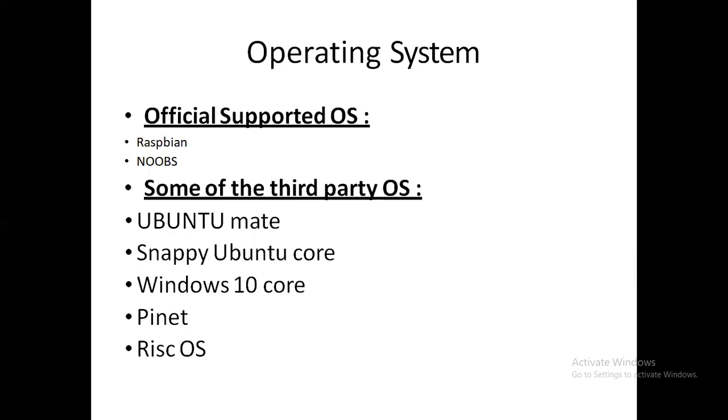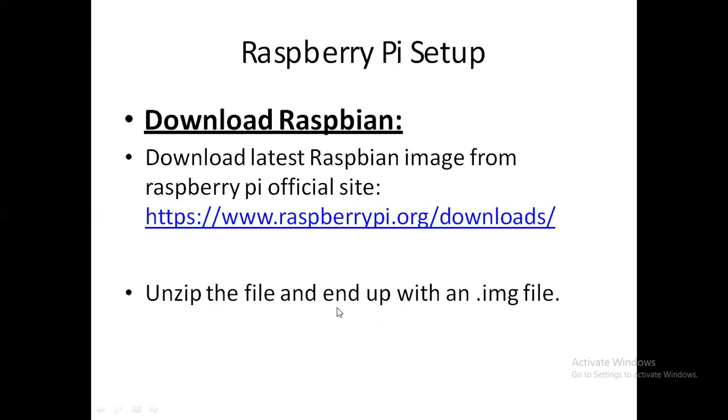Regarding the operating system, there are official ones for Raspberry Pi, like Raspbian or NOOBS, and some third-party OS which can also be installed on the Raspberry Pi, like Ubuntu, Windows, and so on. Many operating systems can be installed onto this Raspberry Pi. Some of the third-party ones are Ubuntu MATE, Windows, PINET, RISC OS, Snappy Ubuntu Core. These are all different third-party OS.